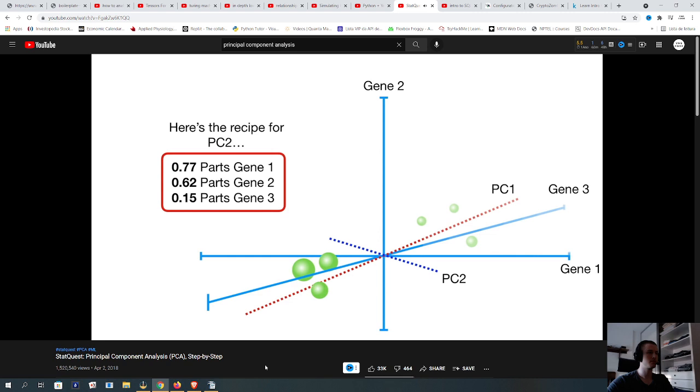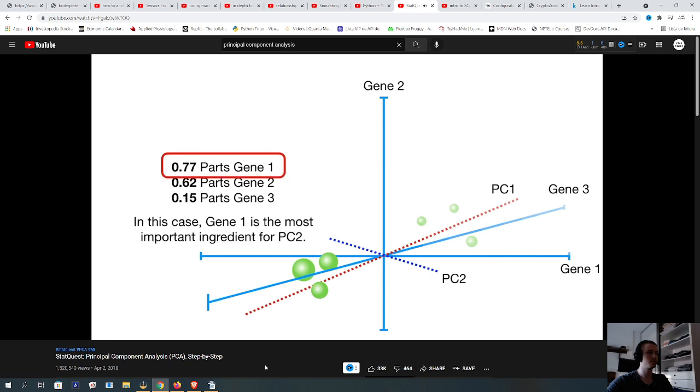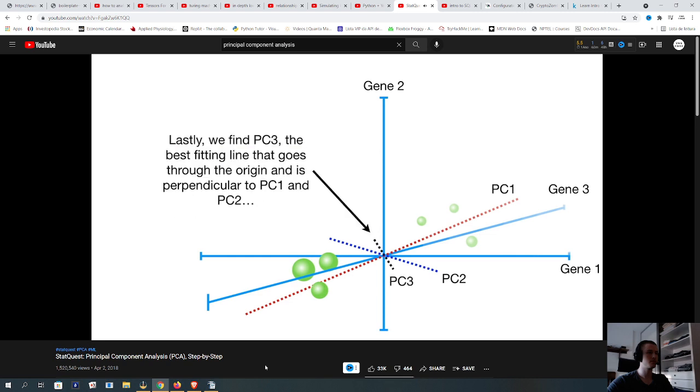Here's the recipe for PC2. In this case, gene 1 is the most important ingredient for PC2. Lastly, we find PC3, the best fitting line that goes through the origin and is perpendicular to PC1 and PC2.